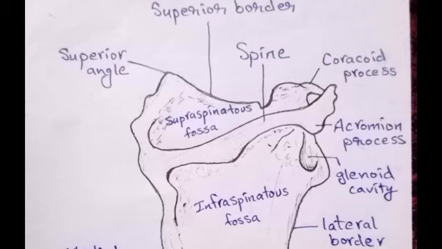The acromion process has a facet for clavicle and articulates with clavicle to form acromioclavicular joint. The coracoid process is directed forward and slightly lateral, having the atavistic type of epiphysis.